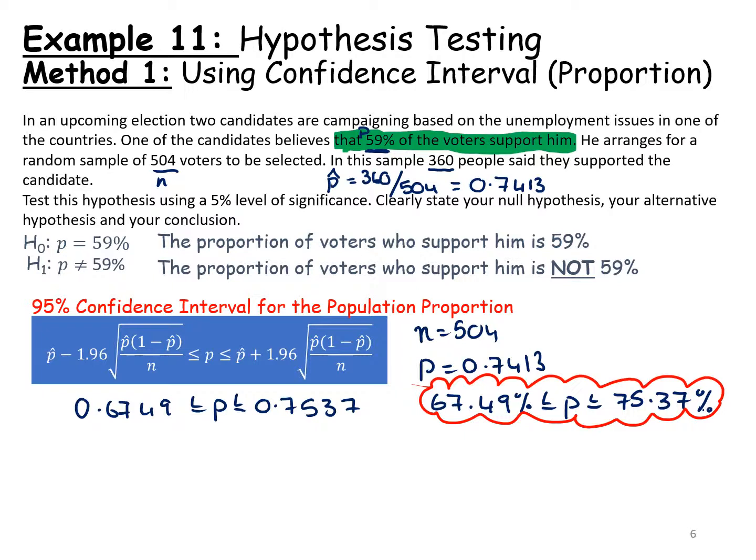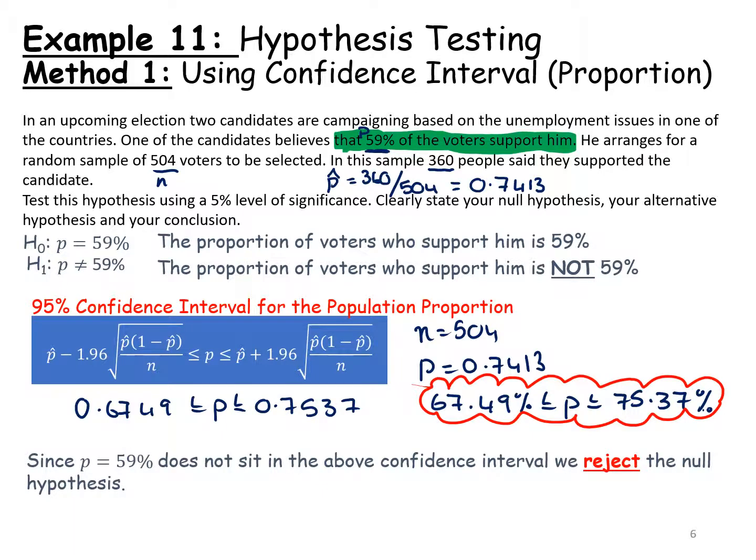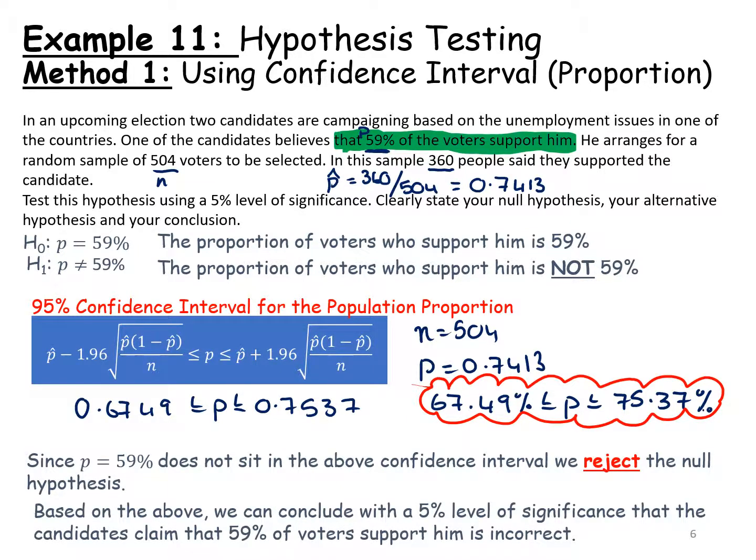So look at that p, what we want for the null hypothesis, p equals 59%. It's not looking good. That 59% is not in that interval. So what we would say is, since p equals 59% does not sit in the above confidence interval, we reject the null hypothesis. And the last step then is to bring it back to our conclusion. So based on the above, we can conclude with a 5% level of significance that the candidate's claim that 59% of the voters support him is incorrect.